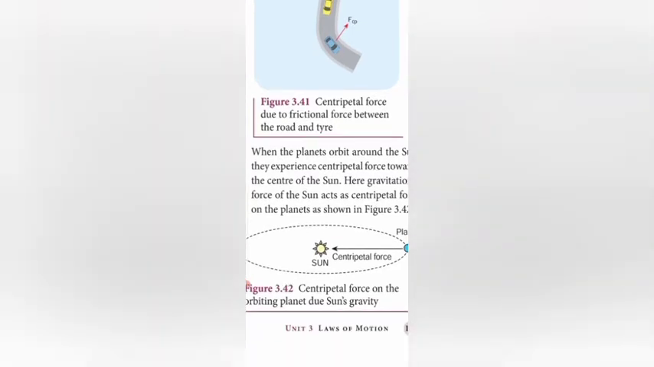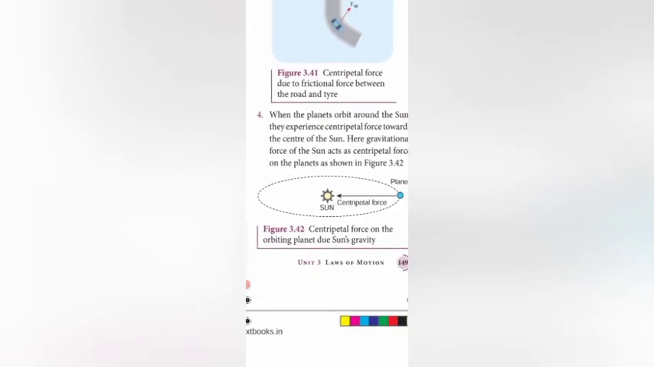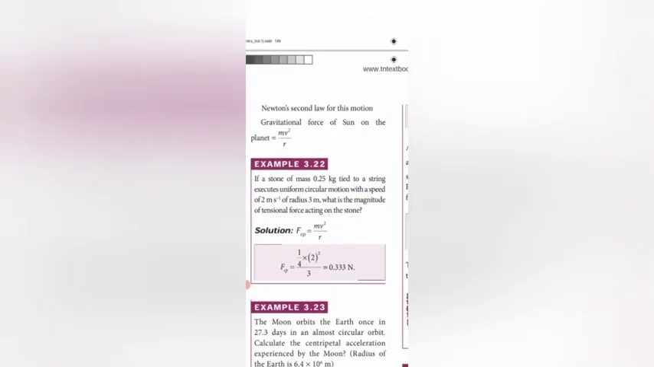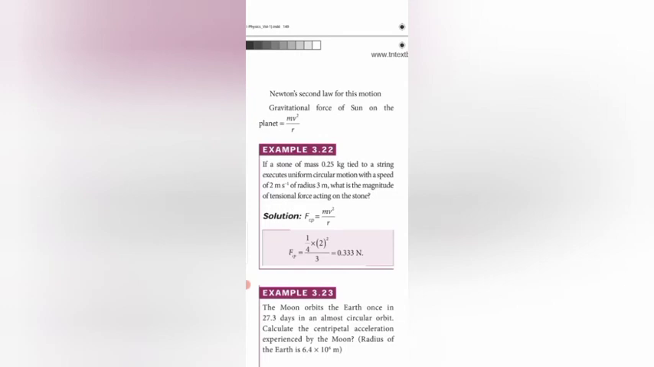And the fourth one, see this picture. You know that the planet moves around the sun along an elliptical orbit, and there also is a centripetal force. The planet orbiting the sun experiences a centripetal force towards the center of the sun. So the gravitational force of the sun acts as the centripetal force on the planet. Here also we apply the same Newton's second law: the gravitational force of the sun on the planet is equal to mv square by R.